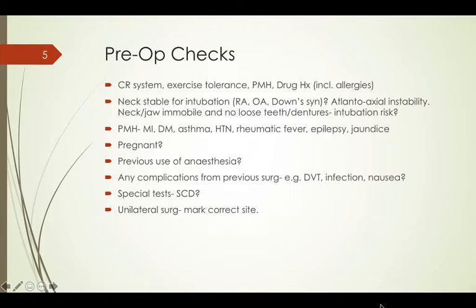Do they have a past medical history of myocardial infarction, diabetes, asthma, high blood pressure, rheumatic fever, epilepsy, and jaundice? Could they potentially be pregnant, in which case certain things are contraindicated, for instance CT scans?